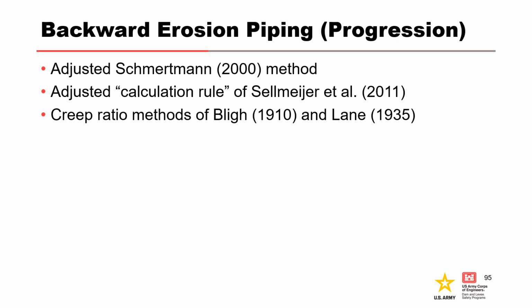The Dutch calculation rule has evolved over time. The most recent is the fine-tuning from Sellmeijer and others in 2011. Van Beek and others modified the method for multi-layer foundations and reduction in gradient for three-dimensional configurations with flow towards a single point, for example, a hole in a confining layer. Creep ratio methods include Bligh from 1910 and Lane from 1935.